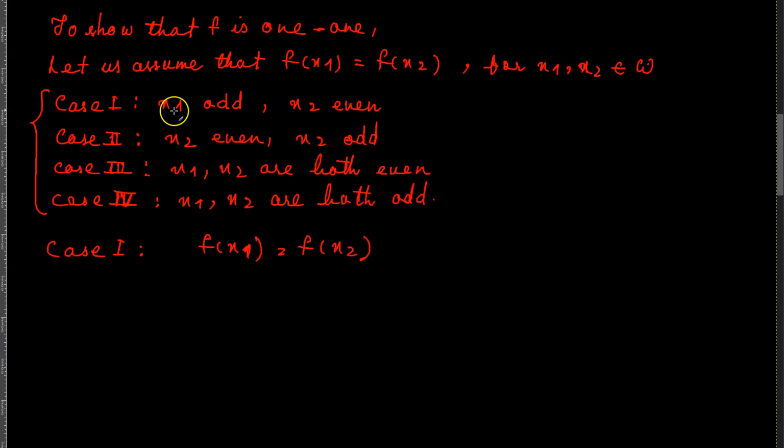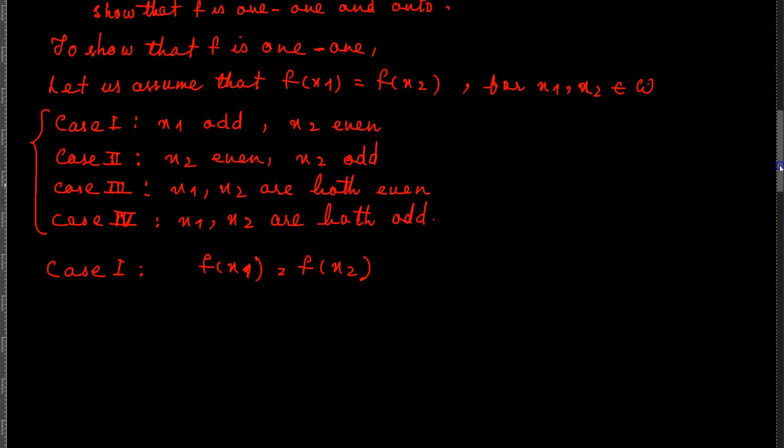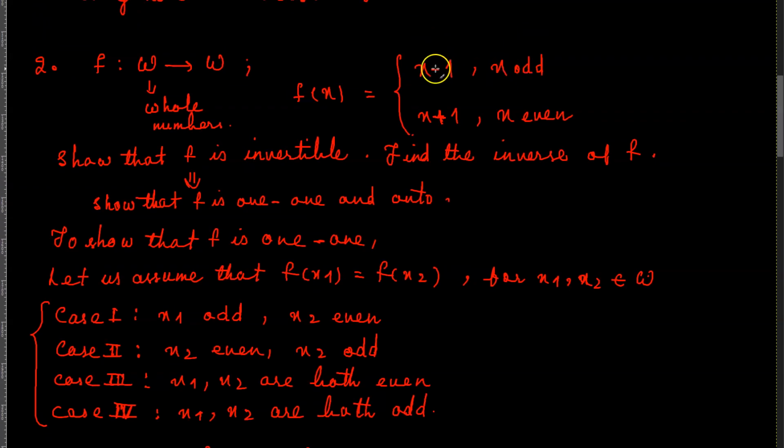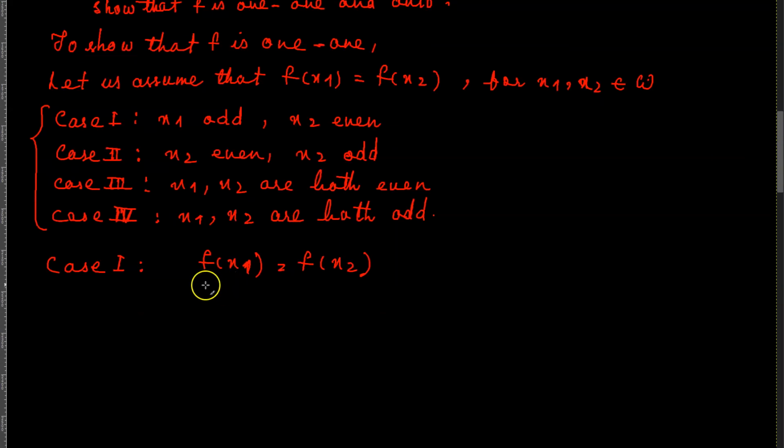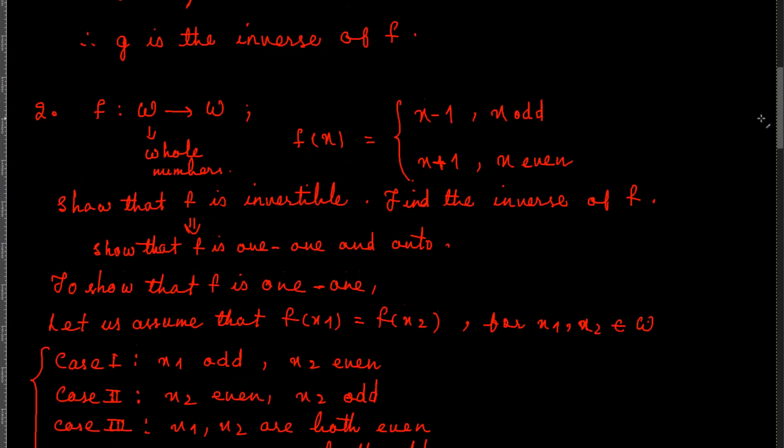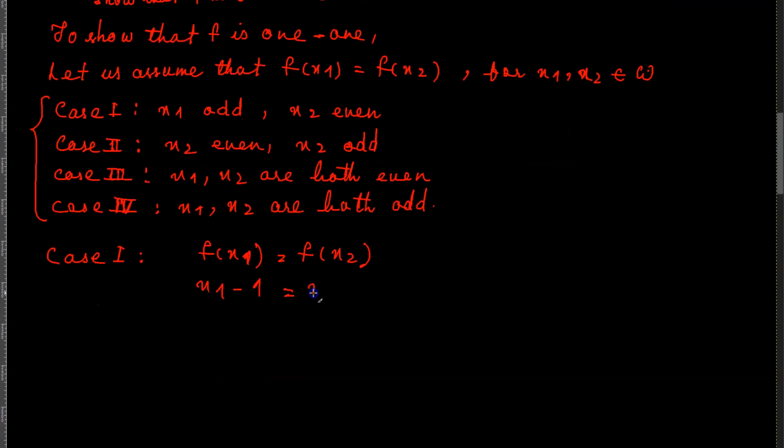Now, if x1 is odd, then what that means is that f of x1 would be x1 minus 1. And if x2 is even, then f of x2 would be x2 plus 1. Which means that x1 minus x2 is equal to 1 plus 1, which is equal to 2.